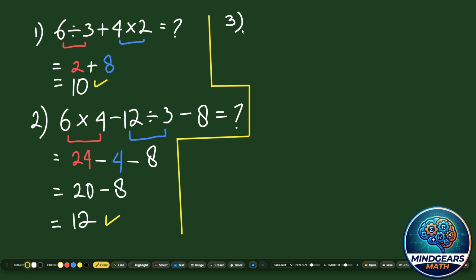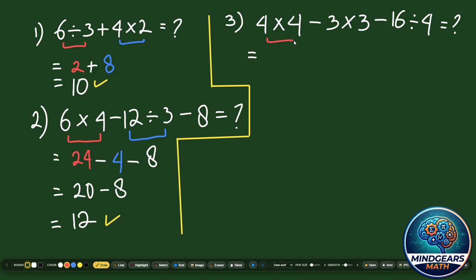Problem number 3. What is the value of 4 times 4 minus 3 times 3 minus 16 divided by 4? 4 times 4 equals 16. 3 times 3 equals 9. 16 divided by 4 equals 4. 16 minus 9 minus 4 equals 7, minus 4 equals 3.